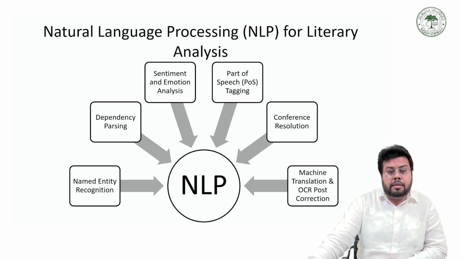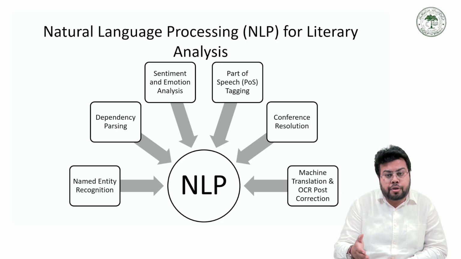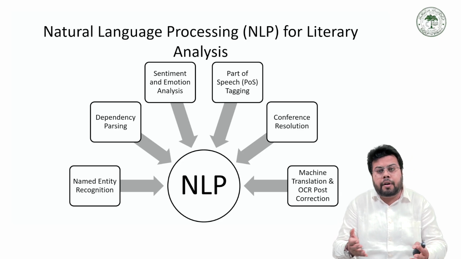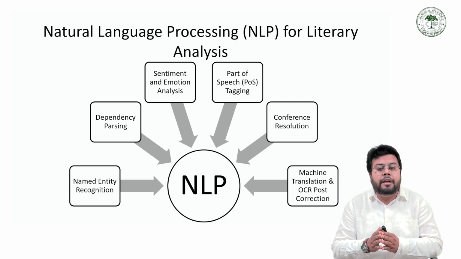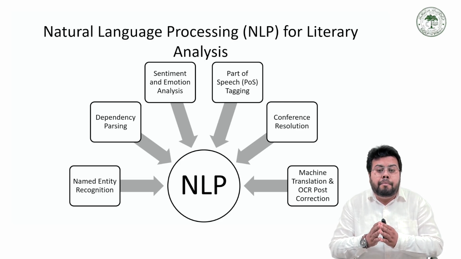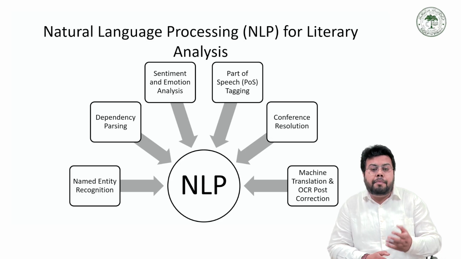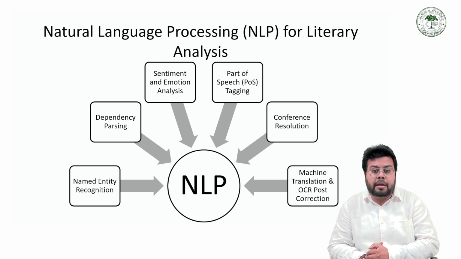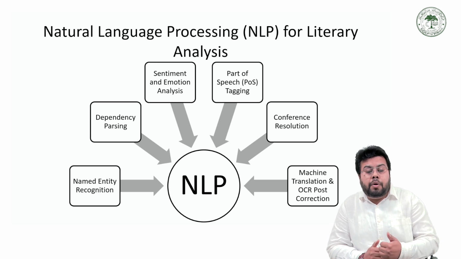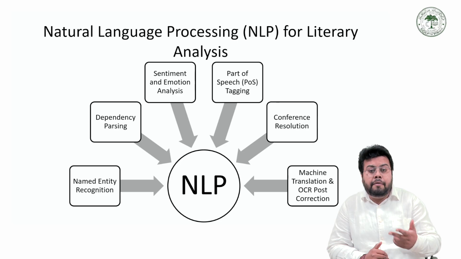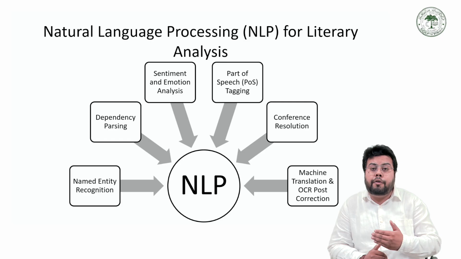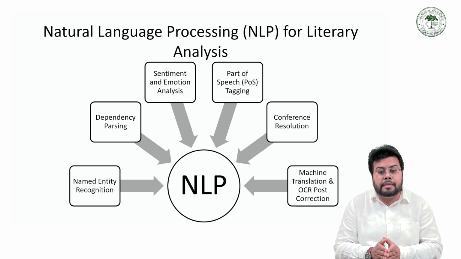Then another technique is sentiment and emotion analysis. It classifies text polarity, whether it is positive or negative, or the type of emotions that we have, such as joy, fear, anger. It is used to map narrative arcs and character mood trajectories. Then another NLP technique is parts of speech tagging. It labels words as noun, verb, adjective, and it underpins syntactic analysis, stylometric profiling, and grammatical pattern studies.